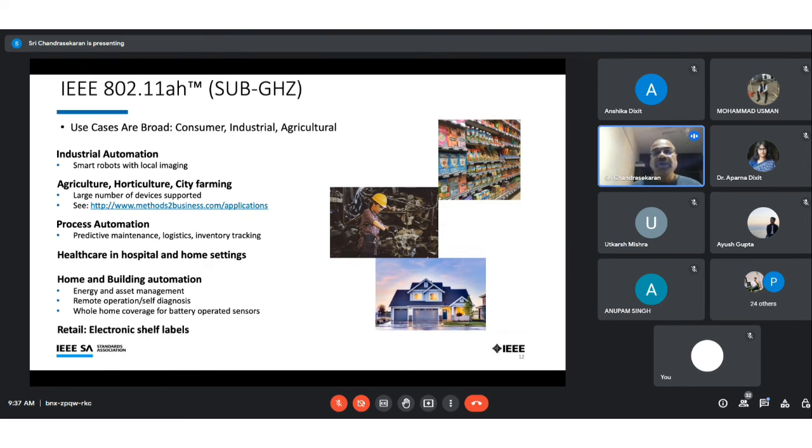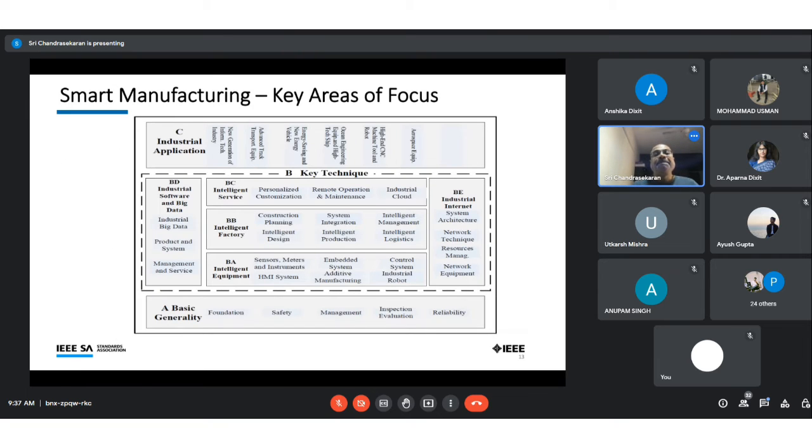So pretty incredible. And then I thought, as I said, touching upon smart manufacturing, what we did within IEEE was we dissected. Smart manufacturing is a very big area. It's a key area of focus for us.